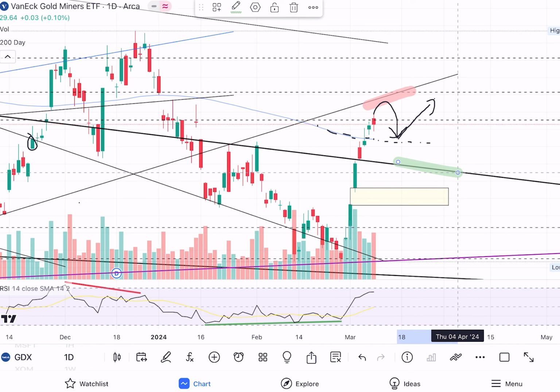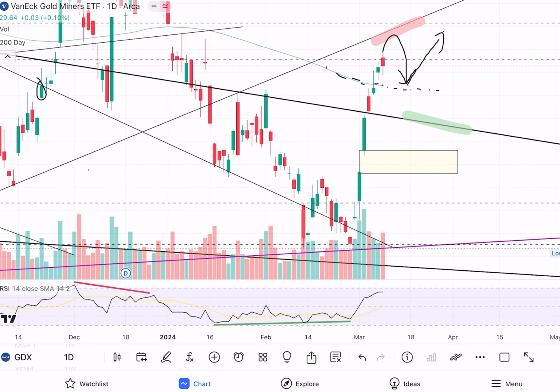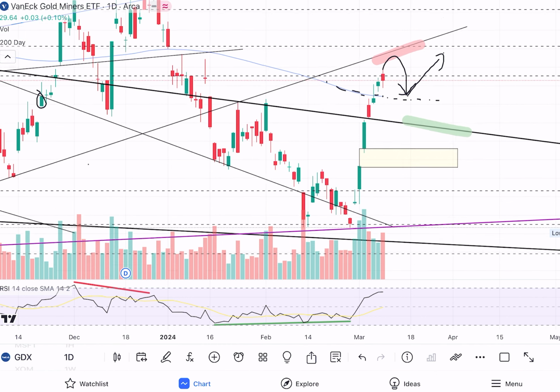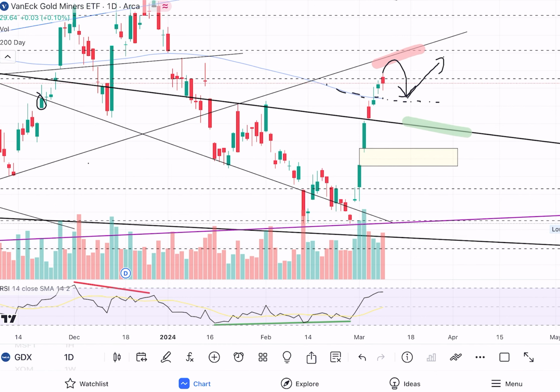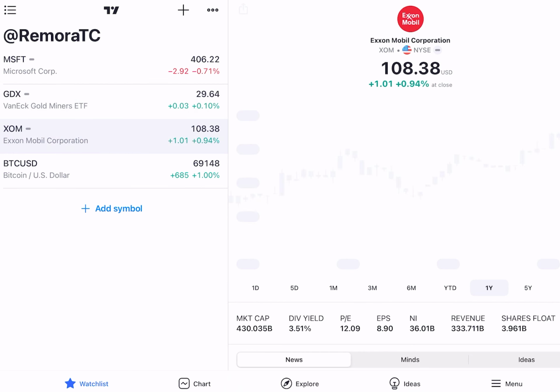What I am a little bit concerned about is the gap zone beneath it. So at around the 2750 is that gap zone, which I have depicted here in the yellow box. So for now, let's be patient. Let's allow price to come to us to either the 200-day or the green annotation there on that darker trend line. Okay, that's GDX. Switching to XOM.